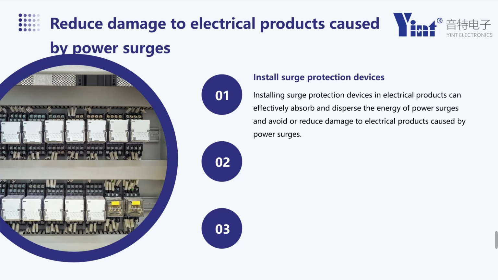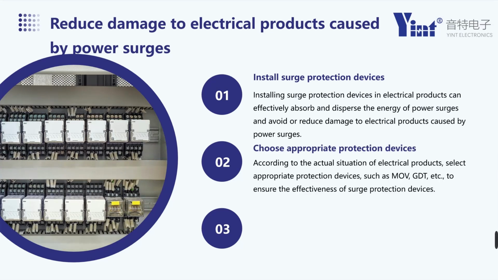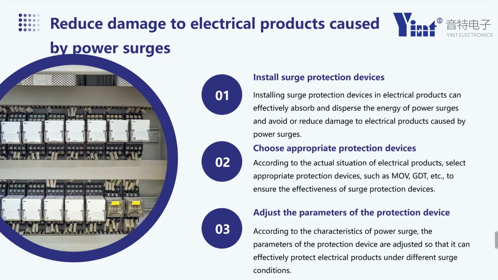Installing surge protection devices in electrical products can effectively absorb and disperse the energy of power surges and avoid or reduce damage to electrical products caused by power surges. According to the actual situation of electrical products, select appropriate protection devices, such as MOV, GDT, etc., to ensure the effectiveness of surge protection devices. According to the characteristics of the power surge, the parameters of the protection device are adjusted so that it can effectively protect electrical products under different surge conditions.